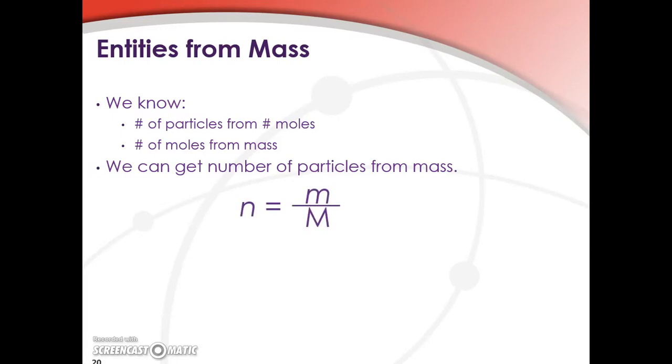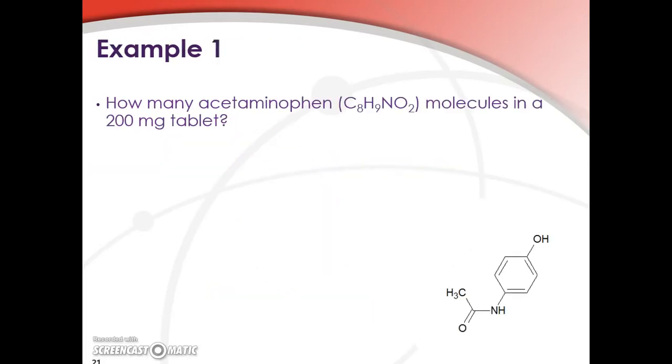So if the number of moles equals the mass over the molar mass, and the number of particles equals the number of moles times Avogadro's number, we can substitute in m over M for the number of moles and get number of particles equals the mass divided by the molar mass times Avogadro's number. So let's try it out.